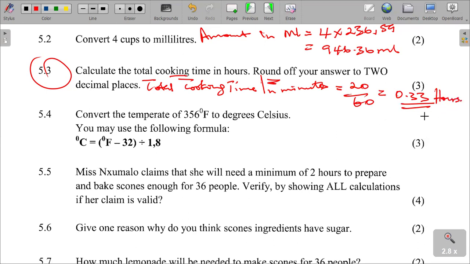0.33 hours. That is exactly what we are saying, because it is 20 minutes over the 20 minutes. 1 hour is close to 60 minutes. So we divide that and then we get what? We get 0.33.